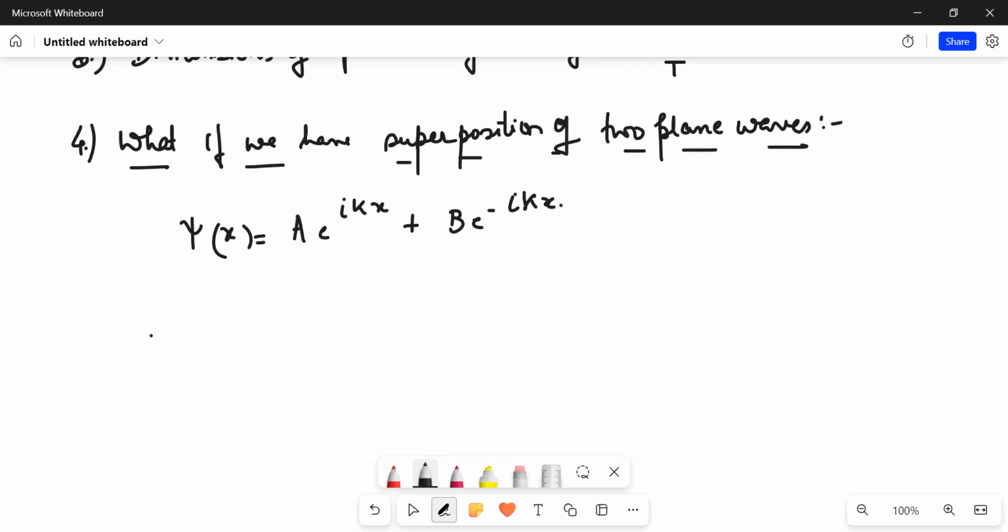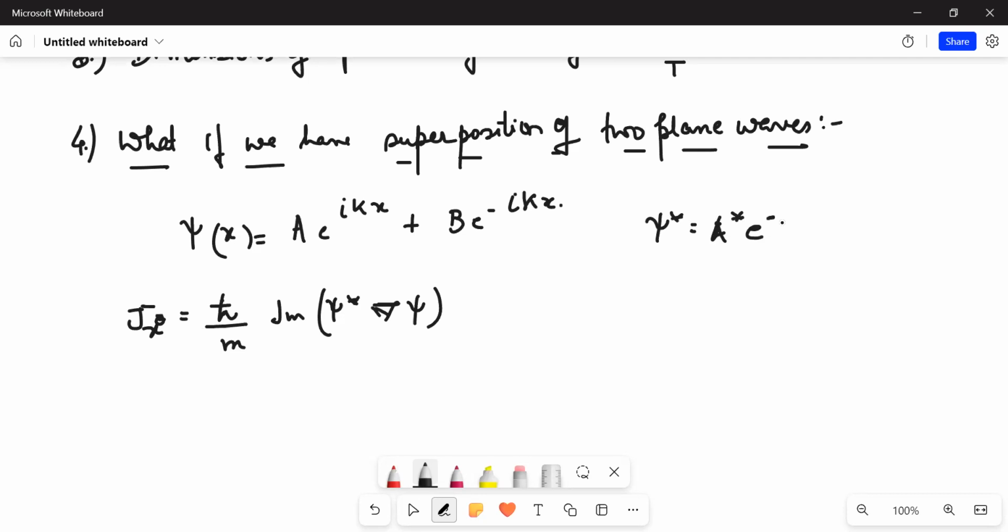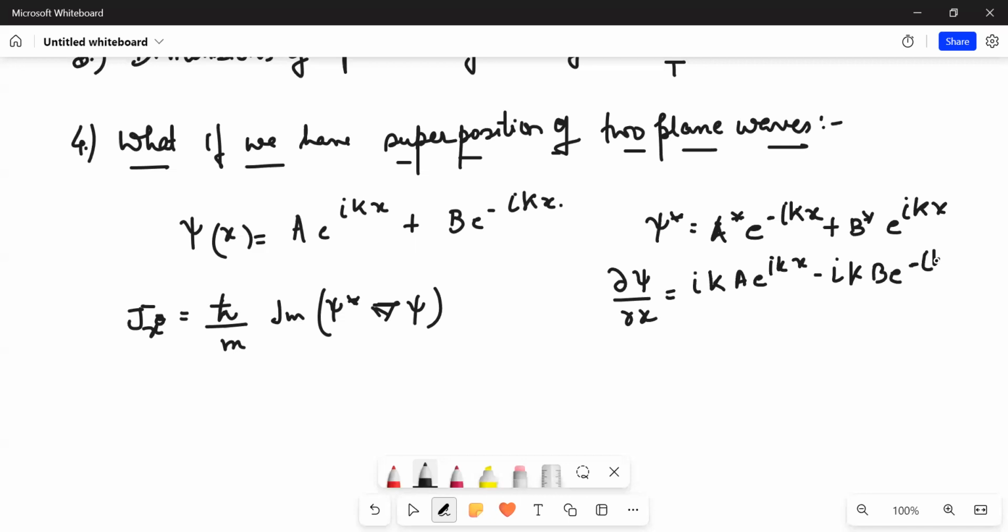And then we want to find the current density. So let's say I'm interested in finding the magnitude of it. It is equal to h cut upon m, and then I'll find the imaginary part of psi star into grad of psi. I already know this psi. Psi star would be a star e^(minus iota kx) plus b star e^(iota kx). Fine. And del psi upon del x would be iota k a e^(iota kx) minus iota k b e^(minus iota kx).